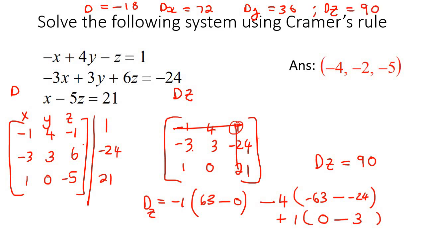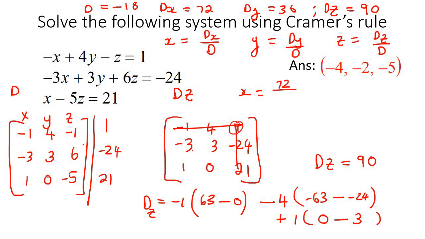Okay, so now to work out x, y, and z, we're going to say x equals dx over d. To work out y, you're going to say dy over d. And to work out z, you're going to say dz over d. So x would be dx, which is 72, divided by d, which is negative 18, and that's going to give us negative 4. And then to work out y, you're going to say dy divided by d, and so that's going to give 36 divided by negative 18, and that's going to give negative 2.